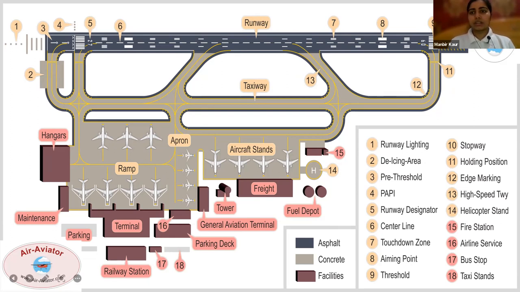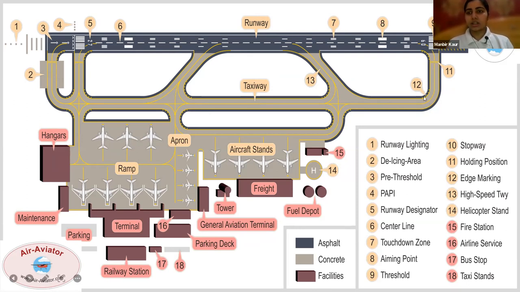So once the aircraft touchdown is done and the speed is controlled and it is stopped, then 11 is the holding position. You all know that the yellow represents the taxiways. So the yellow marking shows where an aircraft is approaching or departing, like the aircraft has to taxi through these marked places.